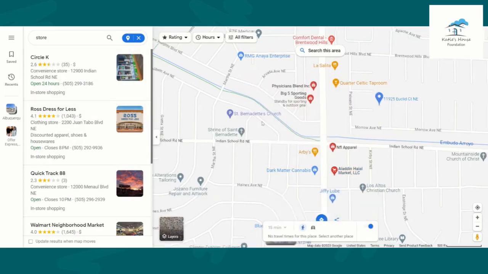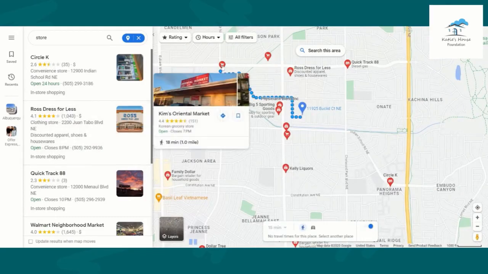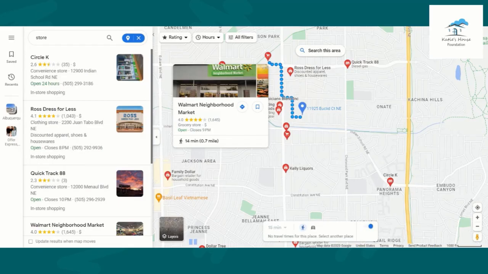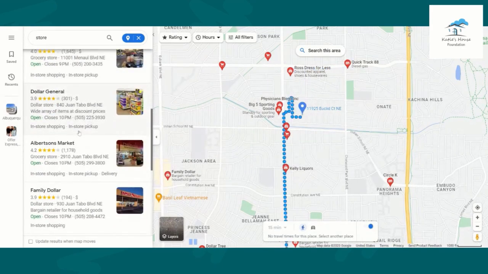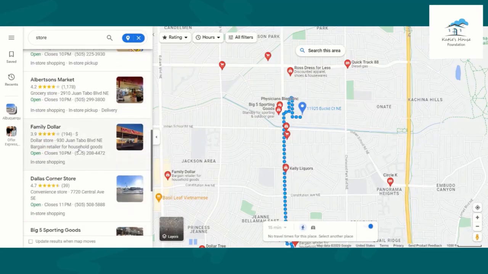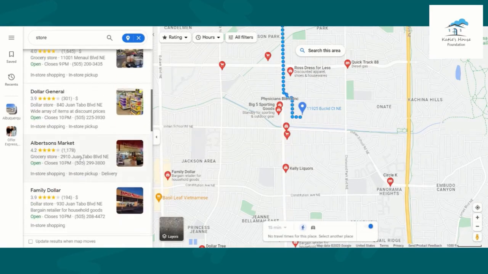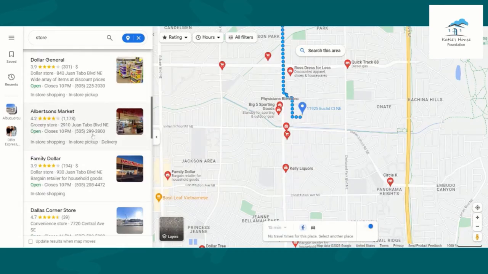And I'll actually come all the way down. This is showing us grocery stores or Oriental Market, a Walmart. So this is really great that there's a Walmart that's only 14 minutes away. So they could work there. They can go shopping there. You can look at Dollar General is nearby, Albertsons Market, Family Dollar, Albertsons again. Was that the same one? Let me see, Lomas. No, so this is really a good neighborhood for shared housing, in my opinion.